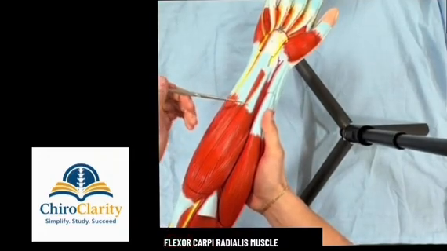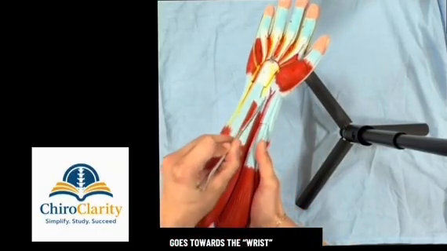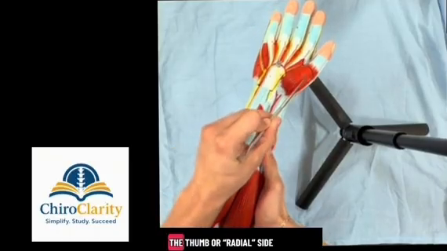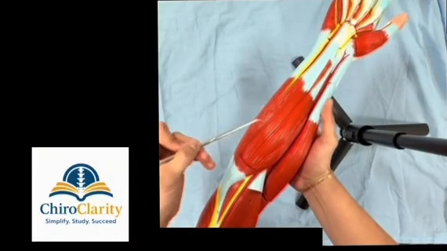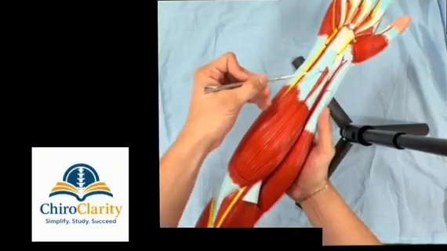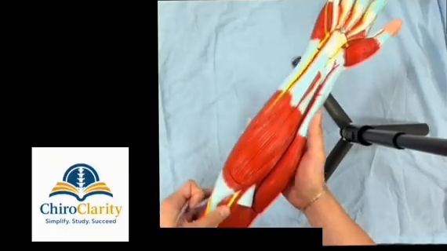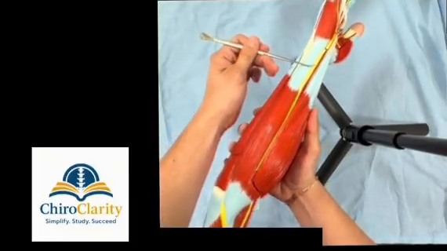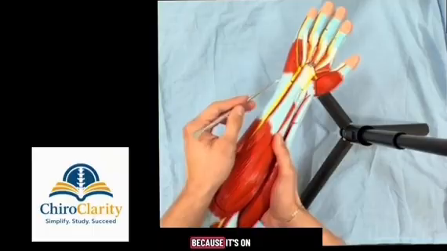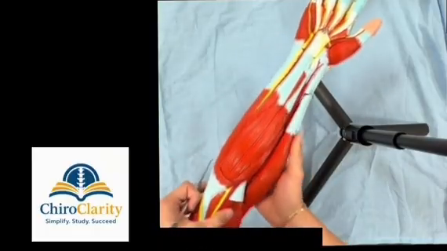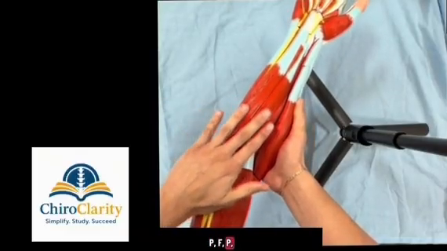This was our flexor carpi radialis muscle. Flexor because it's in the anterior compartment, carpi because it goes towards the wrist or carpus, and radialis because it's on the thumb or radial side. Flexor carpi radialis. This is our palmaris longus muscle because it has a long tendon and it goes towards the palm, hence palmaris longus. And this is our flexor carpi ulnaris. Flexor because it's in the anterior compartment, carpi because it goes towards the wrist or carpus, and ulnaris because it's on the pinky or ulnar side of the wrist. The way we remember these is PF, PF. PF.